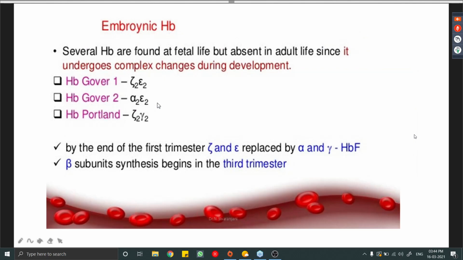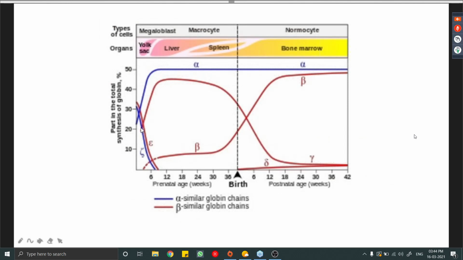So usually, I just want to show this graph. This is the normal synthesis of alpha chain. These are the gestational periods before birth: 0, 12, 18, 24, 30, 36 weeks. This is prenatal age, before a child is born, when the mother is pregnant, and this is postnatal age. If we draw the total synthesis of globin chains, we can show alpha chains are produced initially in the yolk sac, then liver, then spleen, and then finally bone marrow.